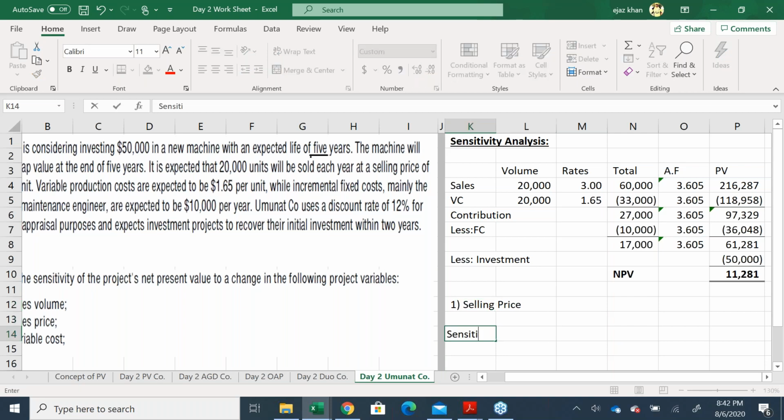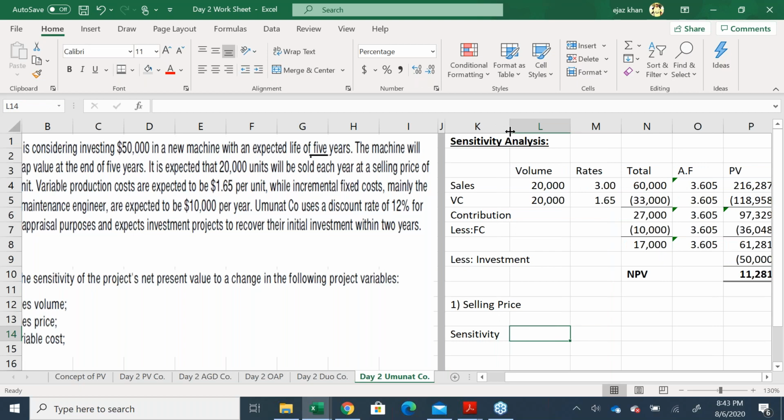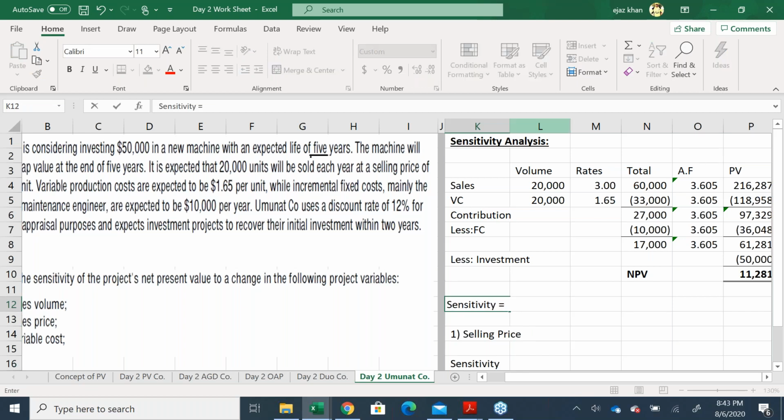So sensitivity will be, remember, it should always be in percentage terms. So let me change the format to a percentage. Okay, now the formula of calculating sensitivity, let me write that formula as well, and I'll explain it later. The formula of sensitivity is equal to NPV divided by after tax present value of project variable.